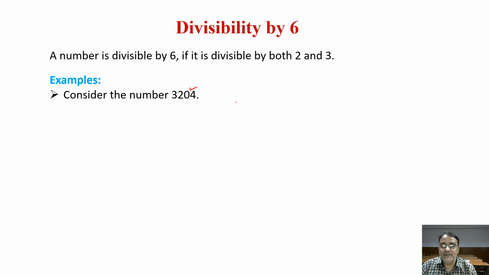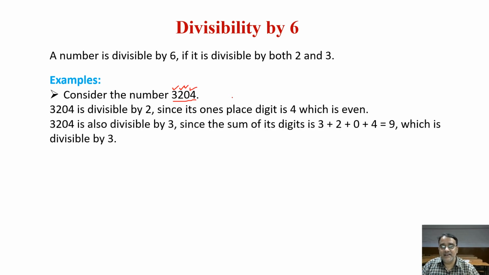And we'll check for 3. 3 plus 2 plus 0 plus 4, कितना हो गया देखो, 9. 9 is divisible by 3, so the number is also divisible by 3. So the number is divisible by 2 as well as 3, therefore the number is divisible by 6. This is clear? ये समझ में आ गया ये वाला?